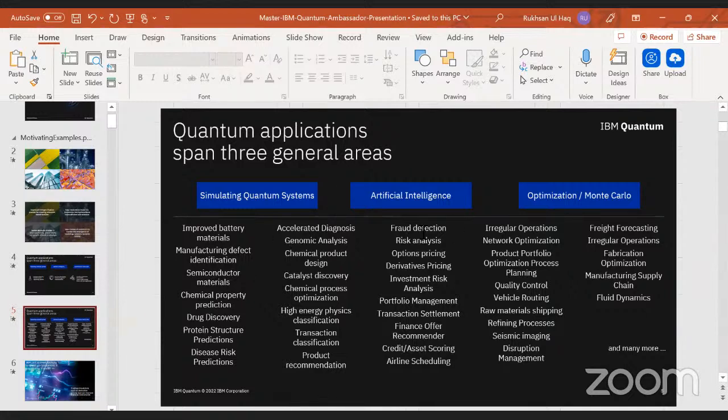Similarly, if you come to artificial intelligence, there are many important use cases where quantum computing can play a role, and all of these things are being actively explored as of now by researchers and companies. Portfolio management is one of them.